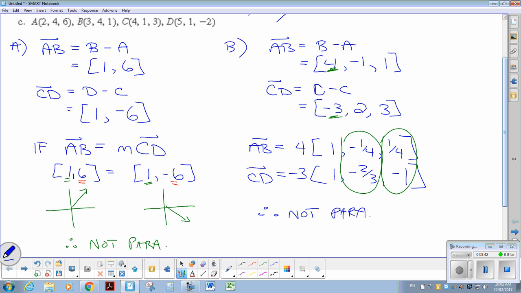All right, so I'll let you try C, but it's the same process. When you're checking to see if two vectors are parallel, you're looking to see if they're pointing in the same direction, meaning that their X, Y, Z values are a multiple of each other. So hopefully that clarifies question number 9.